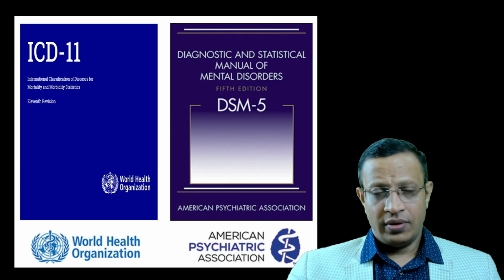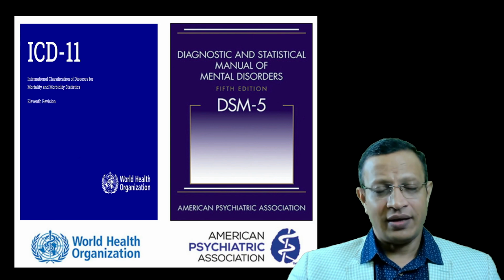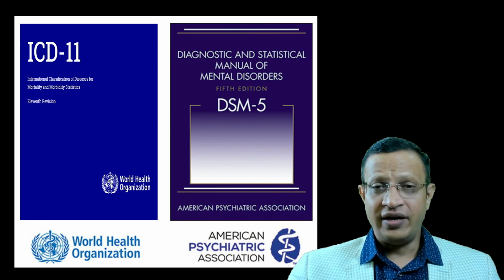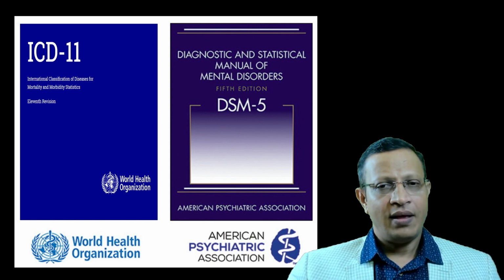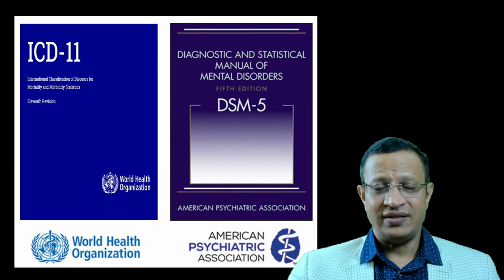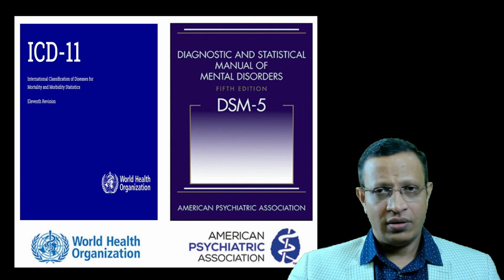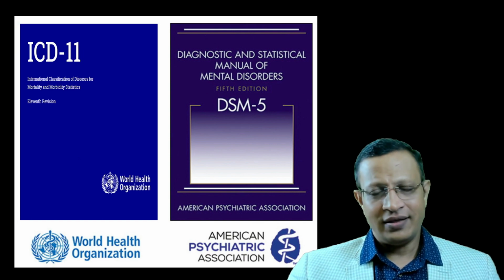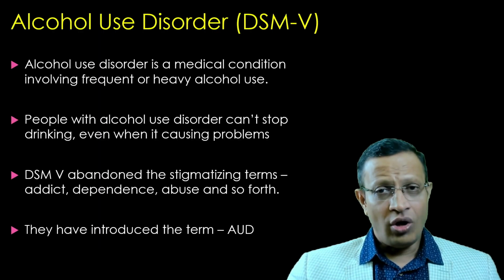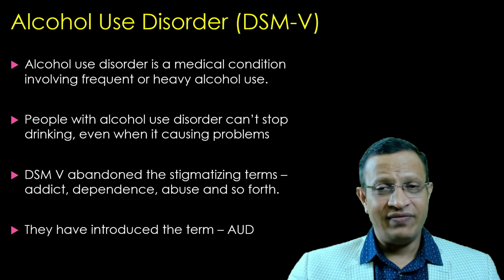As you know, across the world there are two important classificatory systems. One is by WHO, called the International Classification of Disease, currently the 11th edition. Another one is by the American Psychiatric Association, called DSM, the Diagnostic and Statistical Manual of Mental Disorders, currently the 5th edition. This alcohol use disorder term was given by the American Psychiatric Association.